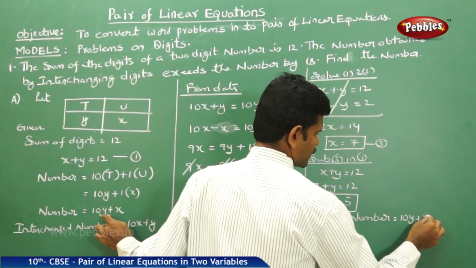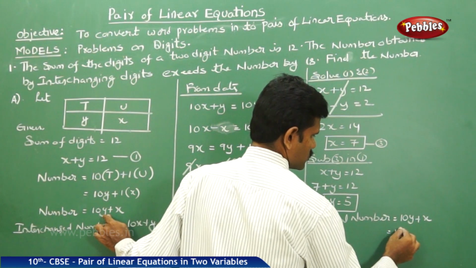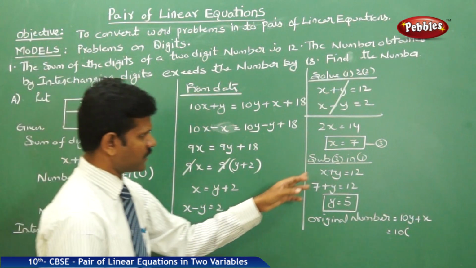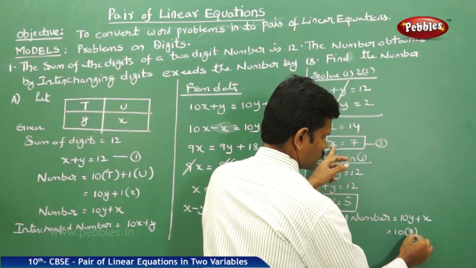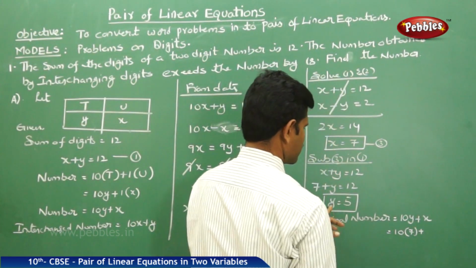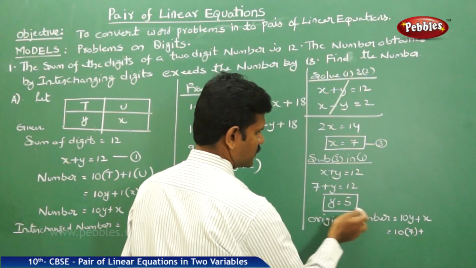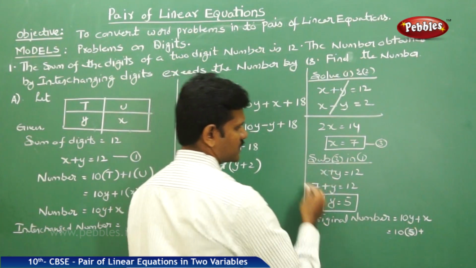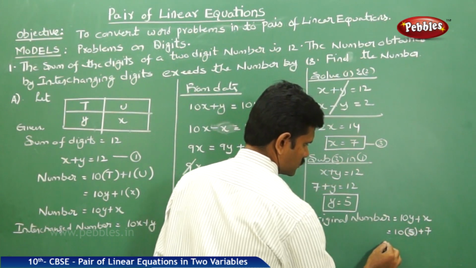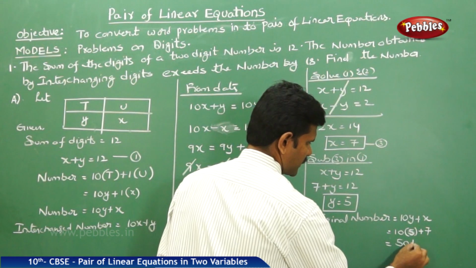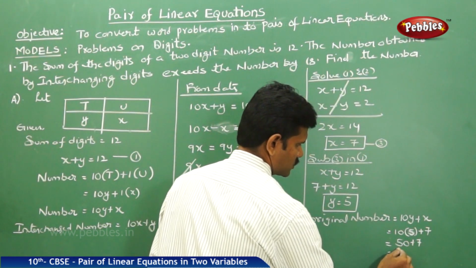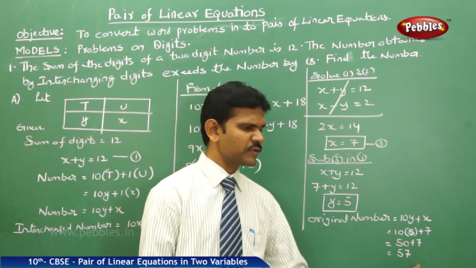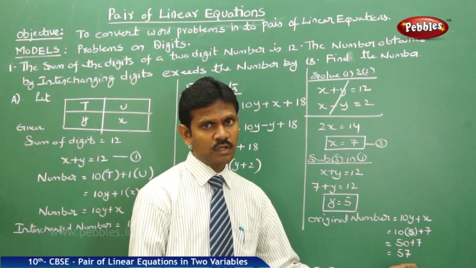10y plus x, that is equal to 10 times... What is the y value? See, what is the y value? Is a 5, plus units value, and x value is 7. That is equal to 50 plus 7, that is equal to 57. That is 57, your original number.